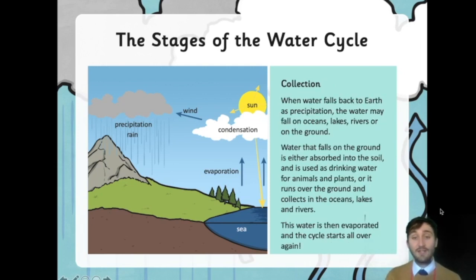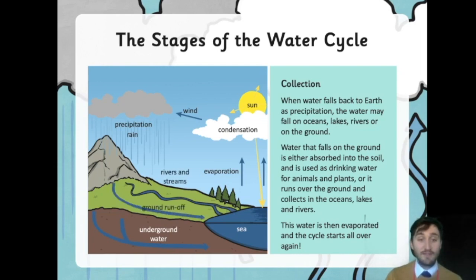And finally, collection. So when the water falls back to the earth as precipitation, the water may fall on oceans, lakes, rivers, or on the ground. Water that falls on the ground is either absorbed into the soil and is used as drinking water for animals and plants, or it runs over the ground and collects in the oceans, lakes, and rivers. This water is then evaporated and the cycle starts all over again. So let's say you've got some underground water, a part of rivers and streams, or again it can just run off the ground. So that is our water cycle fully explained.